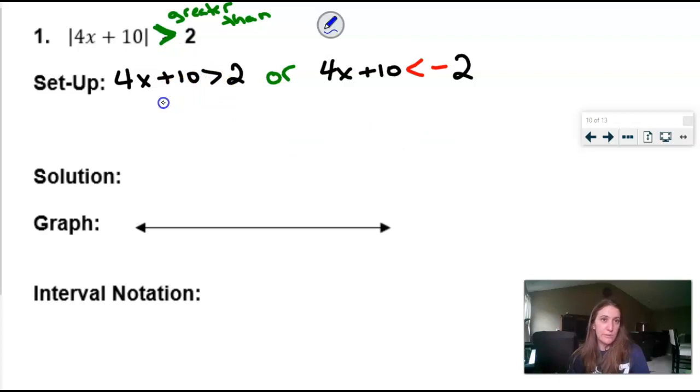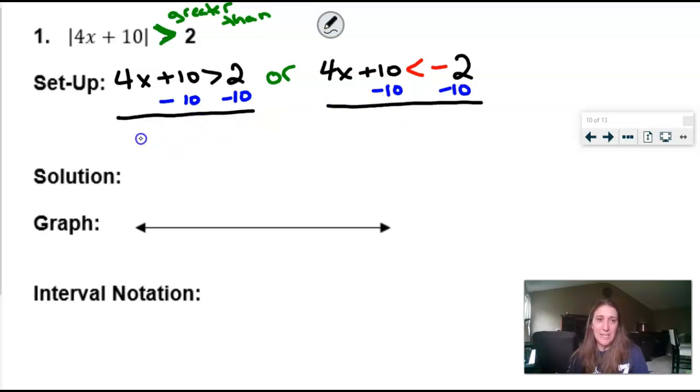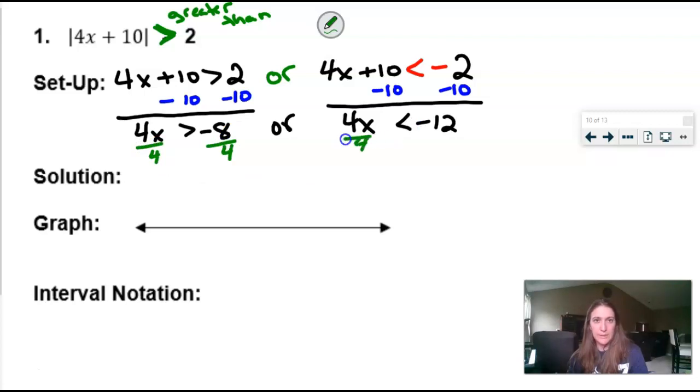So now we solve. Good news. Same work, two different problems. The setup is most definitely the most crucial part of the question, and really can take you off in a bad direction if you don't have it set up right. So 4x is greater than, I can do this, all right, -8. I'm going to bring the word or down. And then 4x is less than -12. All right, one more step and then we're there for the solution. Again, I really wish I wrote smaller. Sorry guys, I hope you have enough room.